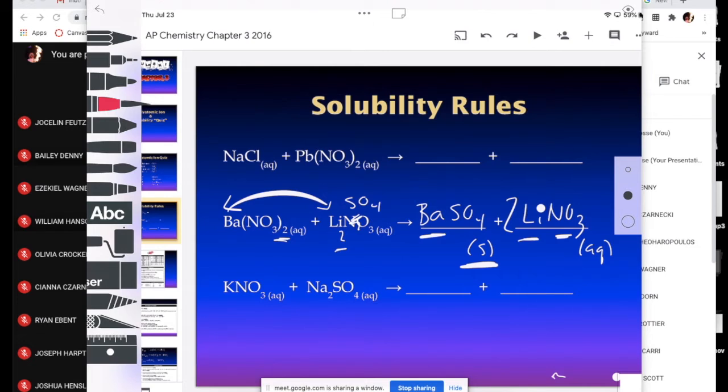Final one, just to quickly do this. So there's 2 parts to this that I'm helping you with. One, how do you make new formulas? So switch these. Na, now it goes with the NO3. K, now it goes with the SO4. Every time you make a new compound, you got to check the charges. That's a 1 and a 1 and a 1 and a 2. So the 2's got to come down.